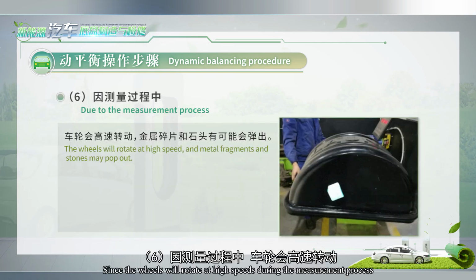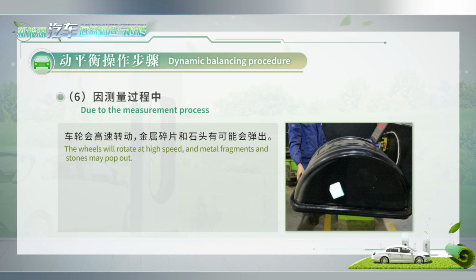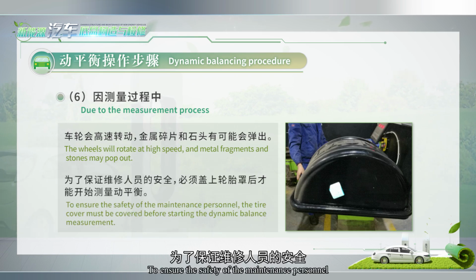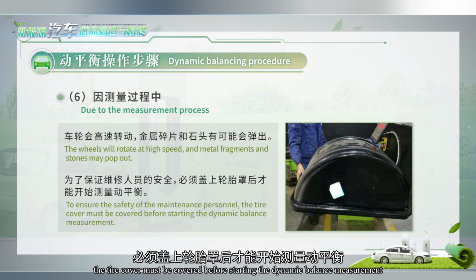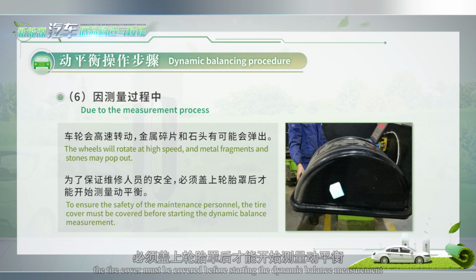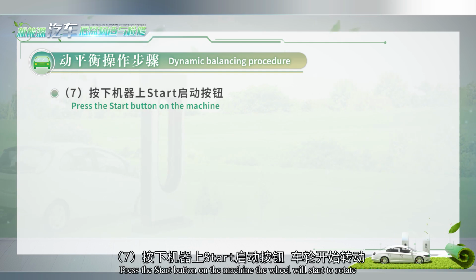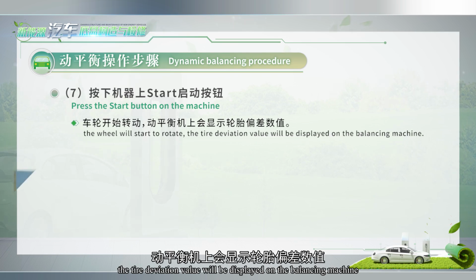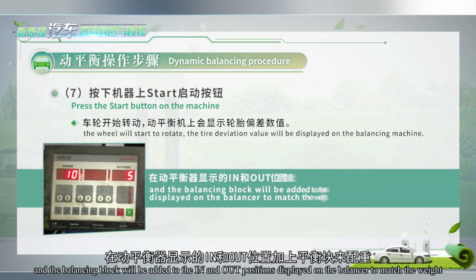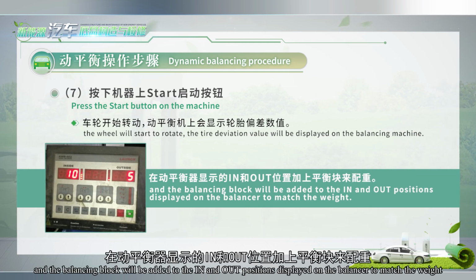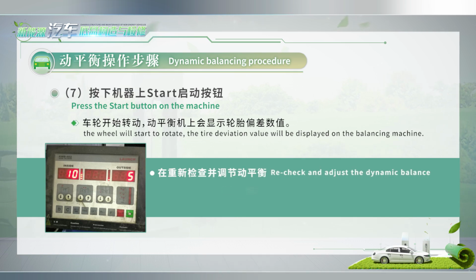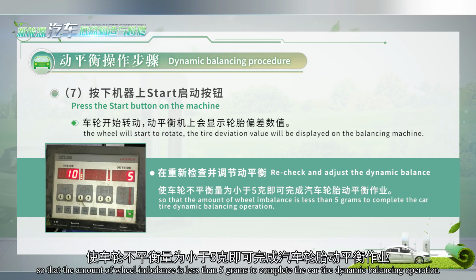Since the wheels will rotate at high speeds during the measurement process, metal fragments and stones may be ejected, so to ensure the safety of the maintenance personnel, the tire cover must be covered before starting the dynamic balance measurement. Press the start button on the machine. The wheel will start to rotate. The tire deviation value will be displayed on the balancing machine, and the balancing block will be added to the inner and outer positions displayed on the balancer to match the weight. Recheck and adjust the dynamic balance so that the amount of wheel imbalance is less than 5 grams to complete the car tire dynamic balancing operation.